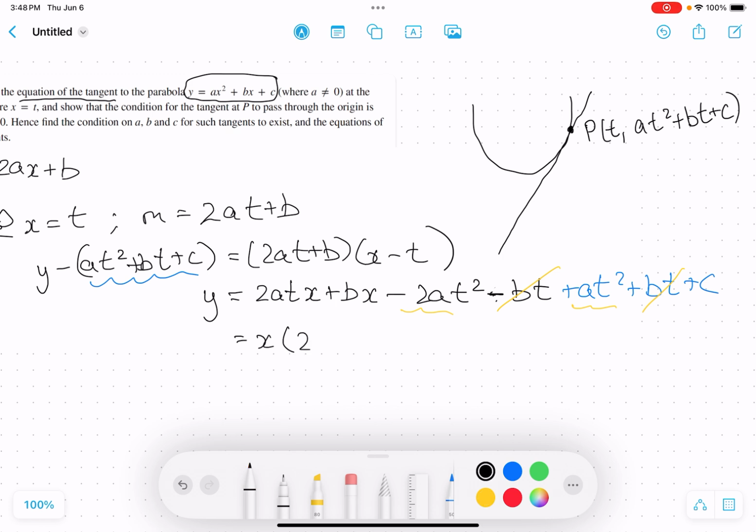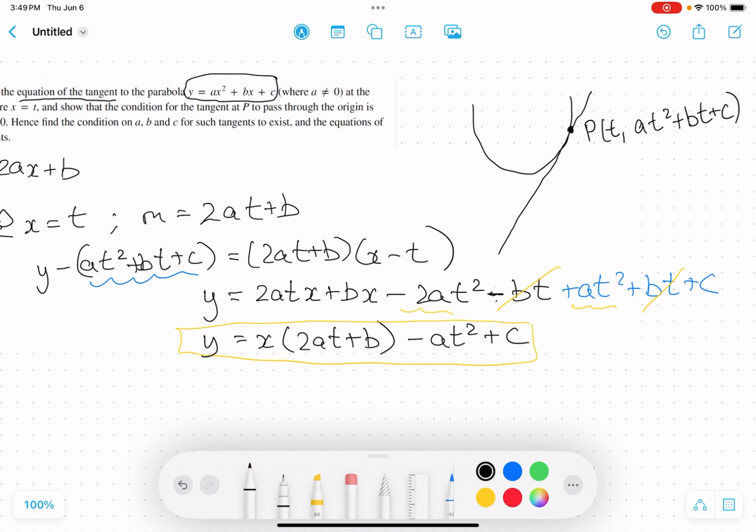So 2at plus b, lots of x's, because of course that was the gradient. And then what's left is minus at squared plus c. So you can see this is the equation of the tangent. So here's our equation of our tangent.